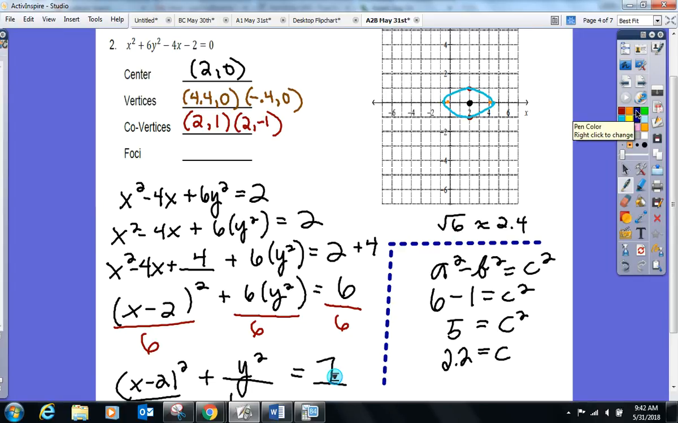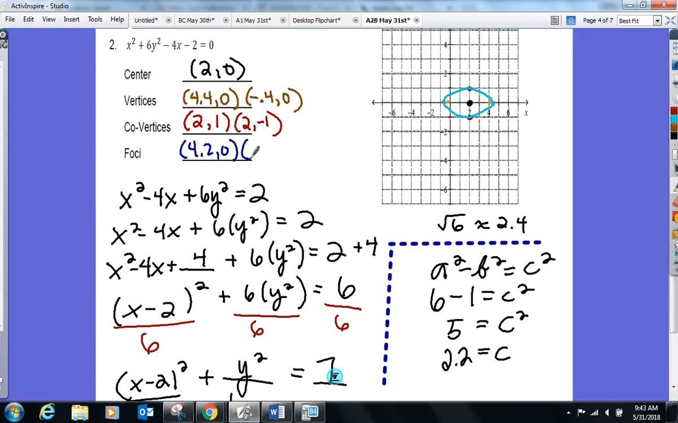The one to the right should be 4.2, 0. And the one to the left, negative 0.2, 0. Yep. Okay, anything there? Because I'm going to jump to something else. We okay transforming it into the ellipse equation and how to use it appropriately?